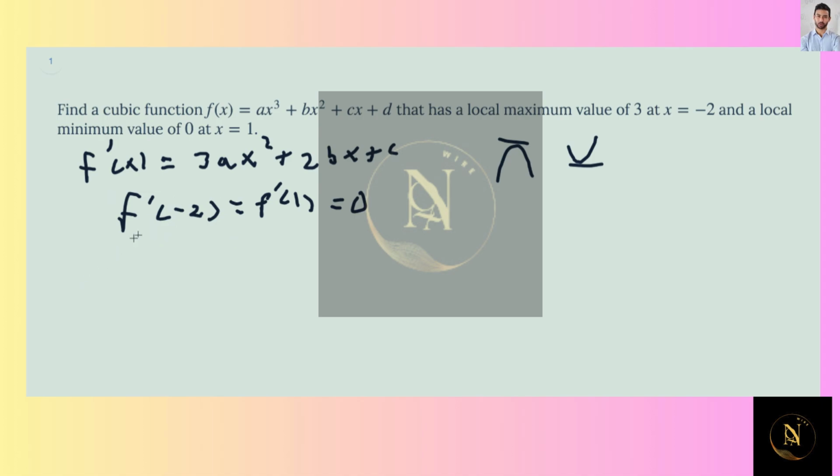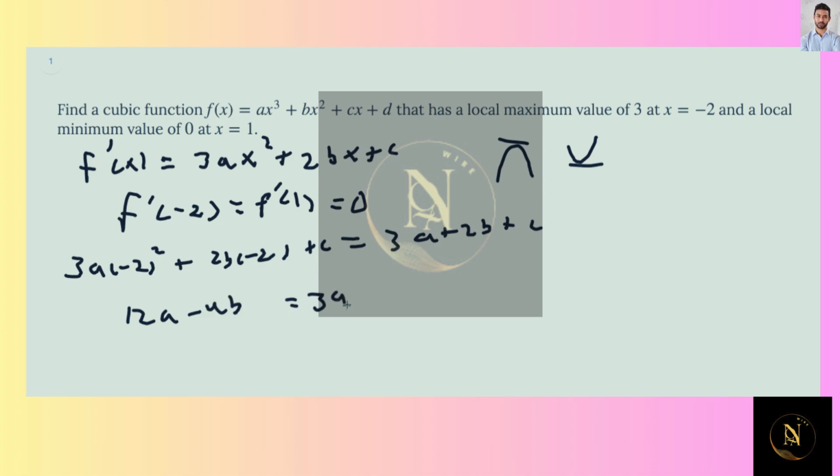We can just plug our values into x for f prime. So we're going to plug these numbers into x right here. We get 3a times -2 squared, plus 2b times -2, plus c, and then we plug in 1. For 1, we just get 3a plus 2b plus c. Once you simplify this, you get 12a minus 4b equals 3a plus 2b, because the c's cancel. Now we can solve for either a or b. I solve for b in this case, and you get b equals 3/2 a.